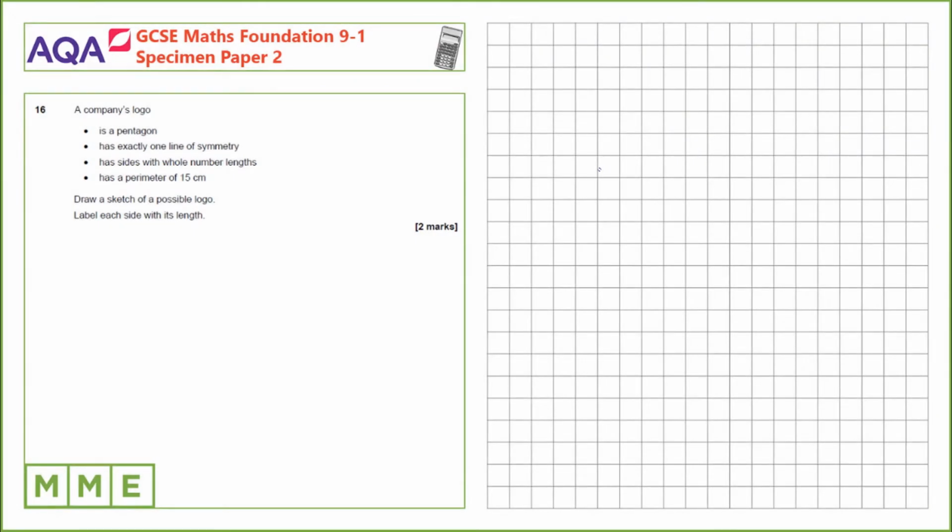Question 16. A company's logo is a pentagon, has exactly one line of symmetry, has sides with whole number lengths, and has a perimeter of 15 centimeters. Draw a sketch of a possible logo, and label each side with its length.